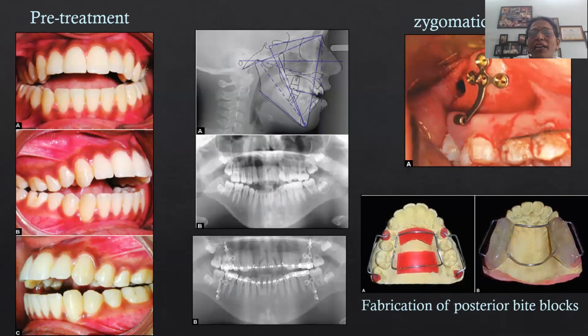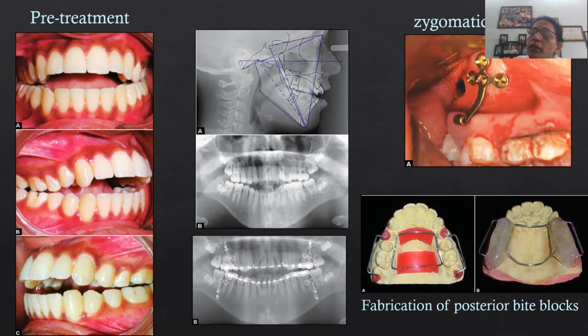You can see the steep mandibular plane in this particular case. There is no occlusion, right from the mesial of the molar to that of the other side. In this case, we placed a zygomatic implant and a posterior bite block was fabricated, which maintained the transverse width and prevented buccal flaring of the posterior segment.